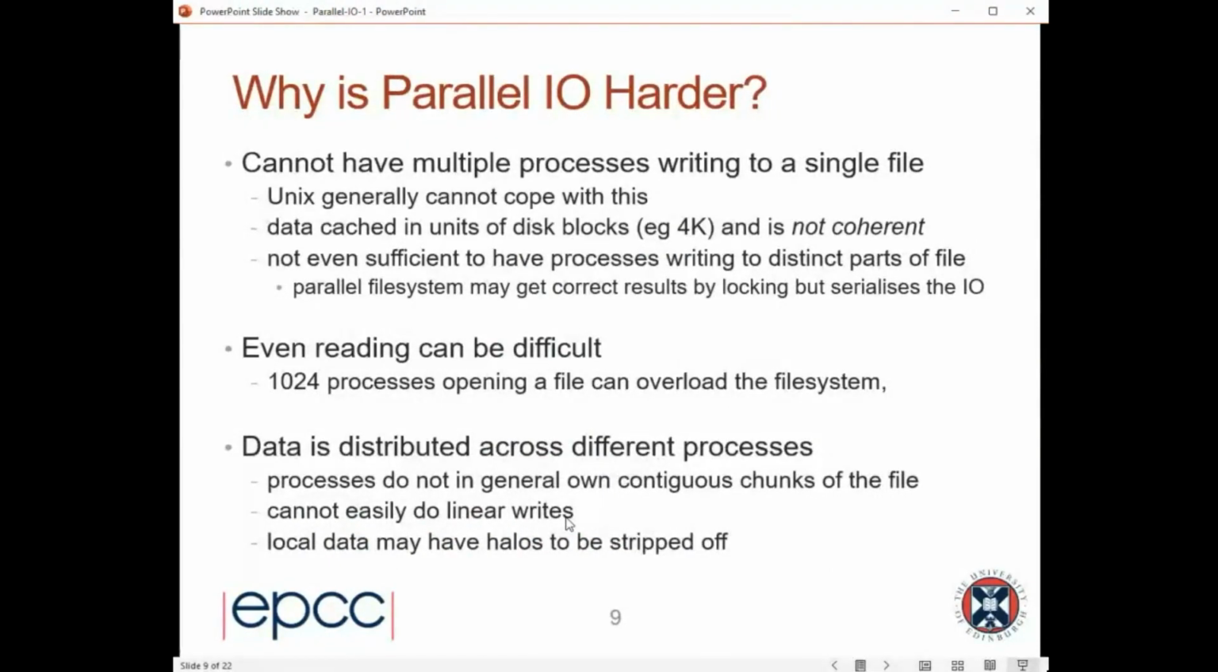So we cannot easily do linear writes. We can't just say dump your data to file. We're having to do lots and lots of small files. And in reality, your local data may have halos. In parallel, we often have junk data. Our local arrays are larger than they need to be because we might have halo data, and you have to strip these off. And so there are a bunch of issues which make parallel IO even harder than serial IO. Serial IO is a bit of a nightmare. Parallel IO is even harder.